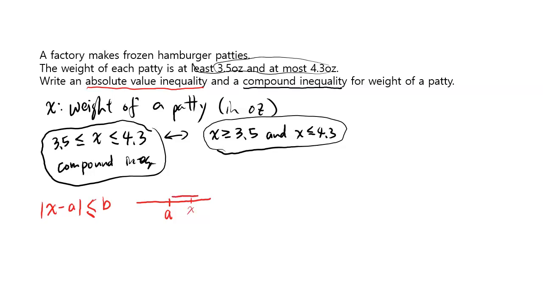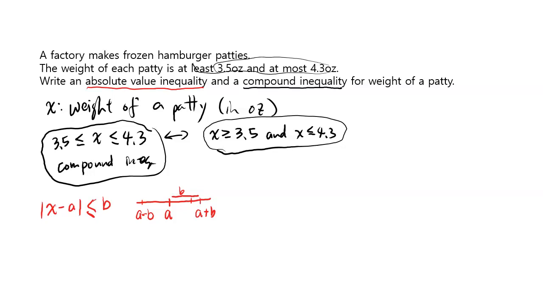The leash length is at most b, so even if the dog tries to go further than b, he's stuck. So x can go at most a plus b, and if the dog tried to go to the left, at least it should be at a minus b. So that's the generic solution. a minus b to a plus b is the solution to such an inequality.